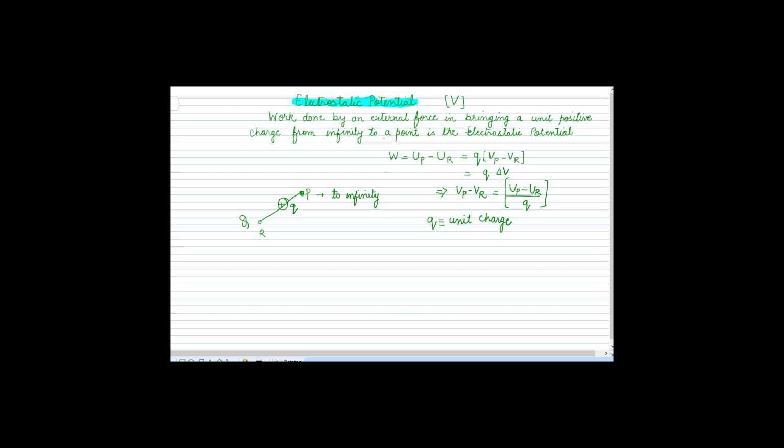So now we can see this definition once again, that the work done by an external force in bringing a unit positive charge from infinity to a point is the electrostatic potential. That means if our charge is unity, then the electrostatic potential energy becomes equal to the electrostatic potential. Now if we know the electrostatic potential energy, we can define the potential, and if we know the potential, then obviously we can define the electrostatic potential energy. So now we are much more familiar with what is electrostatic potential, what is electrostatic potential energy, and what is the relation between potential energy and potential.